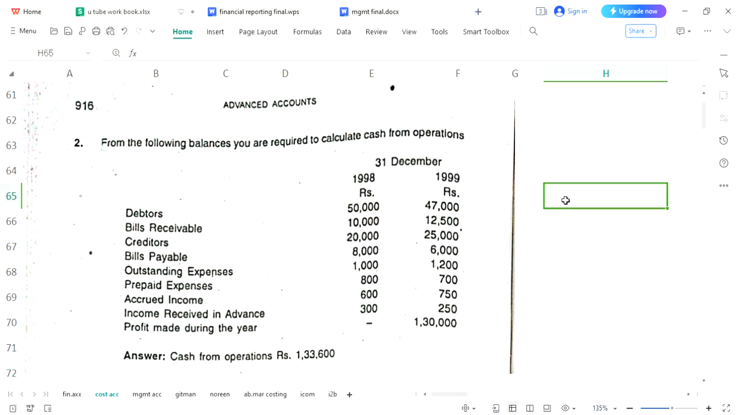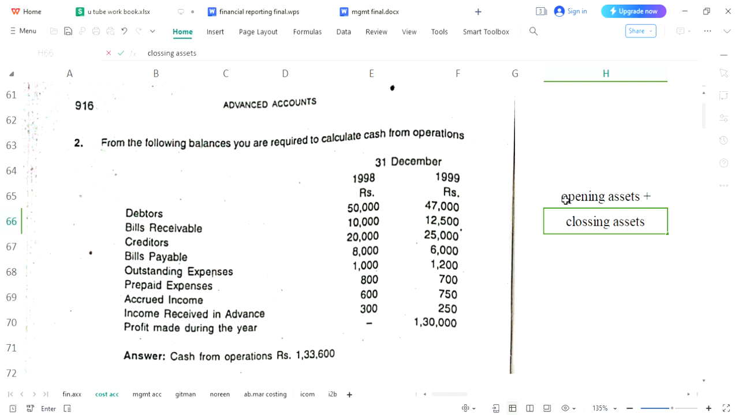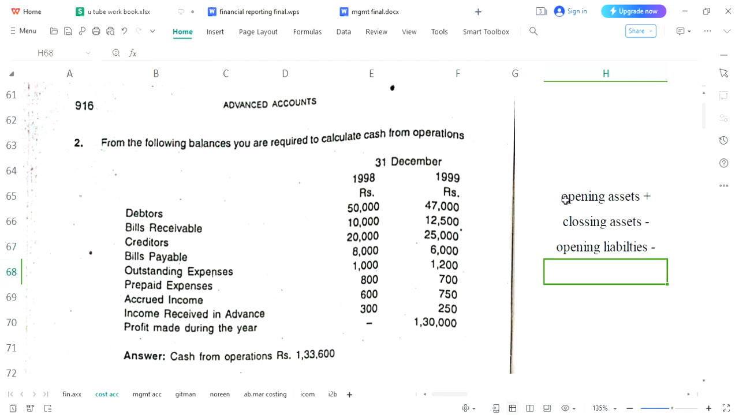We understood that opening assets have sign of plus, closing assets have sign minus, opening liabilities have sign minus, closing liabilities have sign plus. Why we have put these signs, for that the previous question and introductory lectures are available in the same playlist. You are requested to see them.